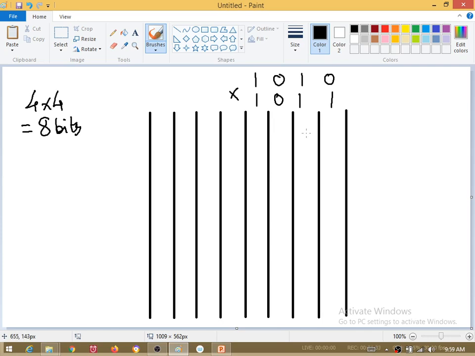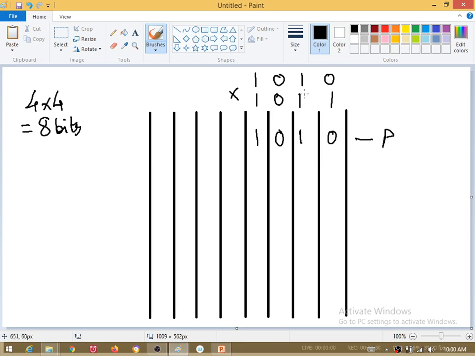For example, the first thing that we do is we take this number, which is a 1, and it gets multiplied with all these binary digits over here, which means 1 multiplied with each and every item individually. 1010 multiplied by 1 is simply equal to 1010. So this is going to be my first partial product.